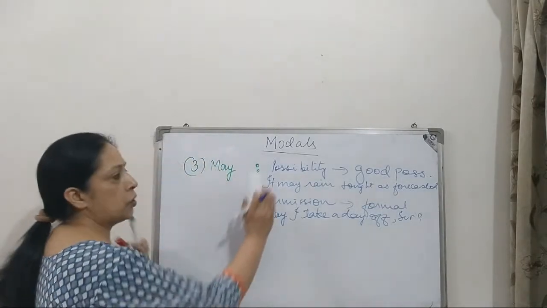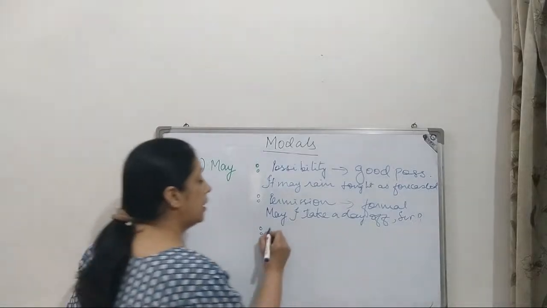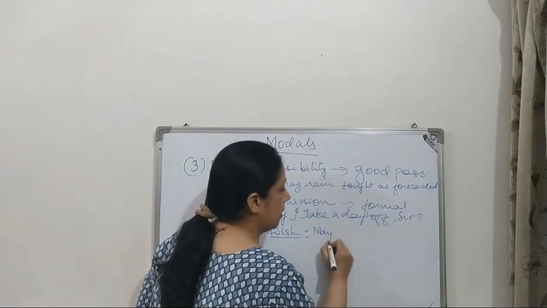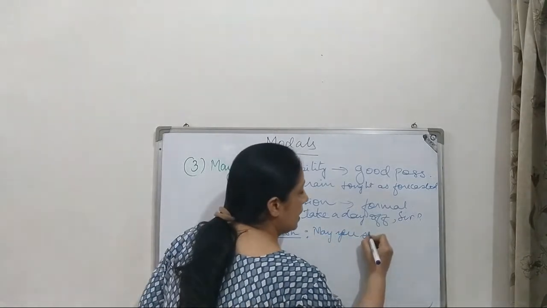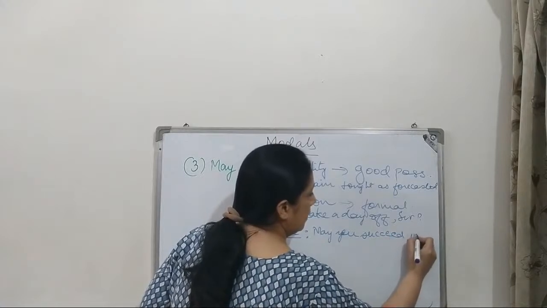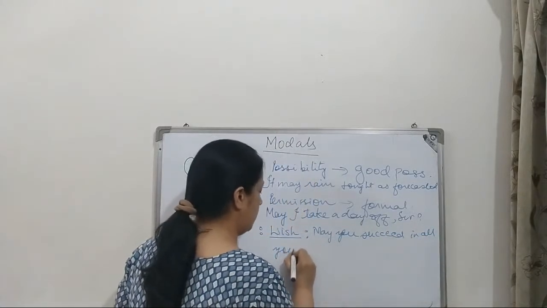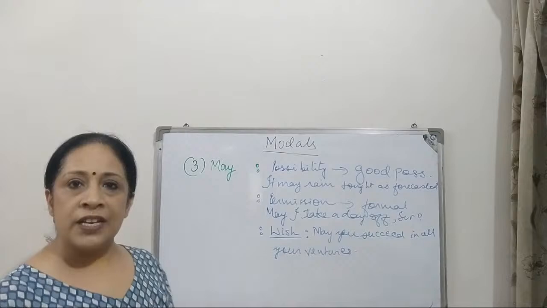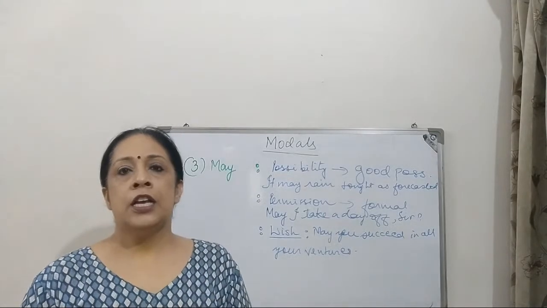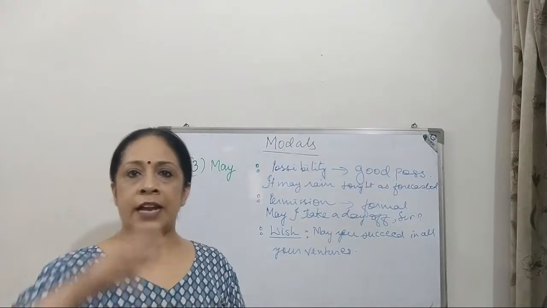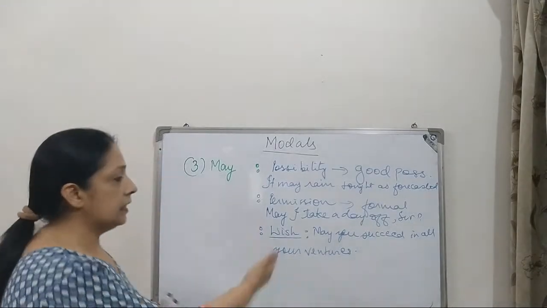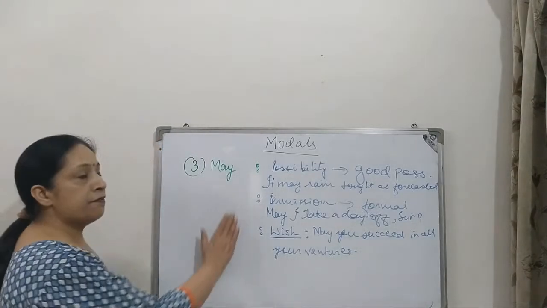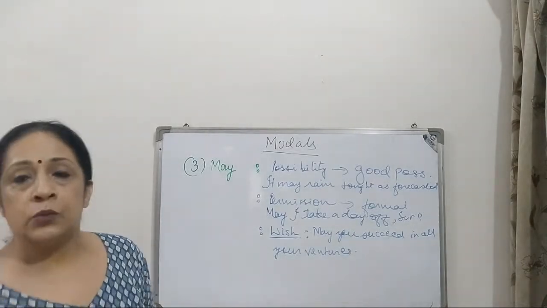And then the third one, possibility we have done, permission we have done. The third one is when we wish someone. So, may you succeed in all your ventures. So when we are blessing someone, wishing someone, may God bless you, yes, yes. So may, alright. So that was permission, may I drink water, ma'am? And here it is when we are wishing, right? So these are the three functions of may. Now next with this we have might.